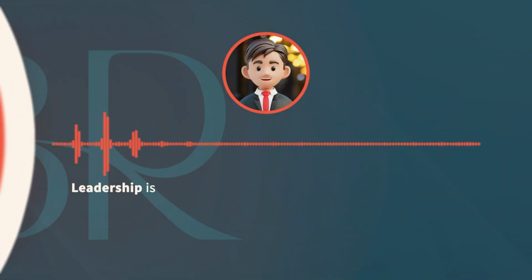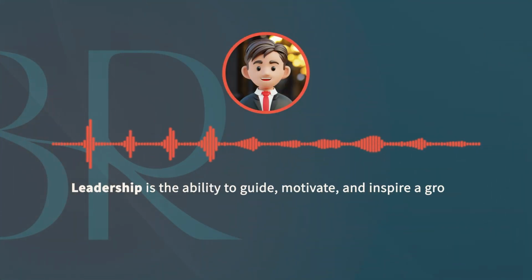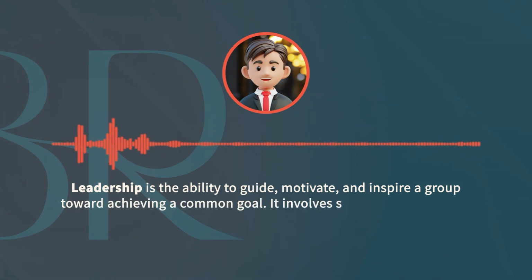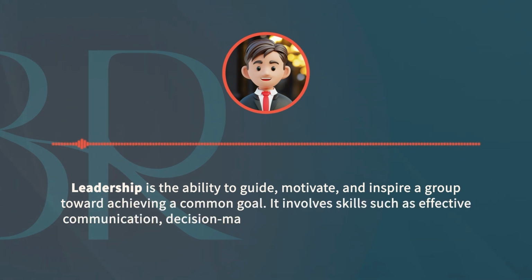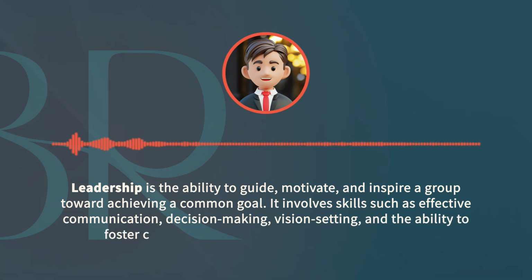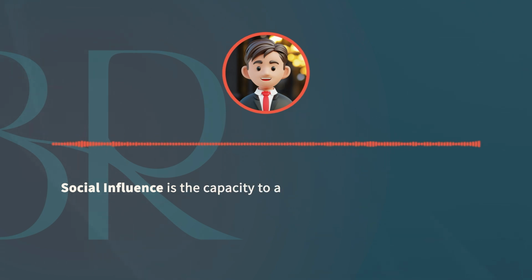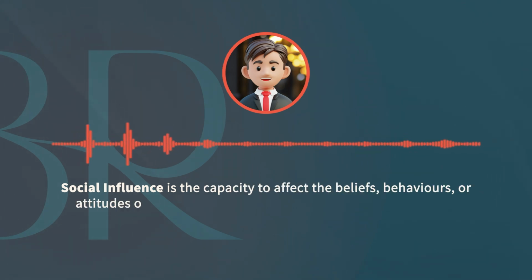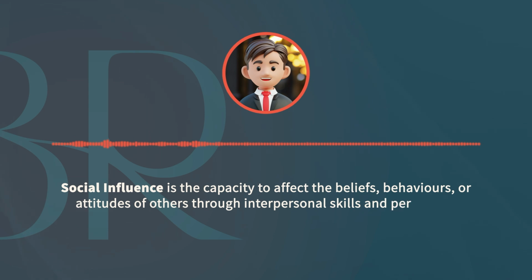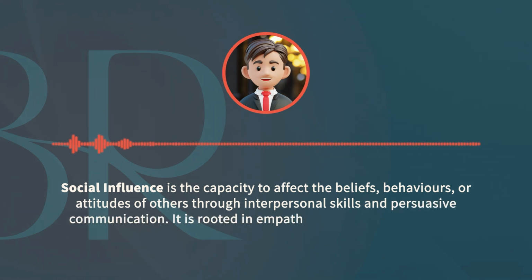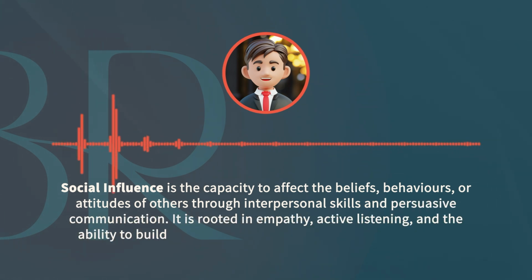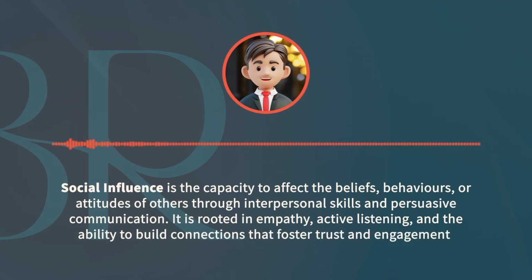Okay, so this video is going to dive into what it really takes to equip our students with leadership and social influence. Just so that we're on the same page, let's define each. Leadership is the ability to guide, motivate, and inspire a group toward achieving a common goal. It involves skills such as effective communication, decision-making, vision setting, and the ability to foster collaboration and trust among team members. Social influence is the capacity to affect the beliefs, behaviors, or attitudes of others through interpersonal skills and persuasive communication. It is rooted in empathy, active listening, and the ability to build connections that foster trust and engagement.